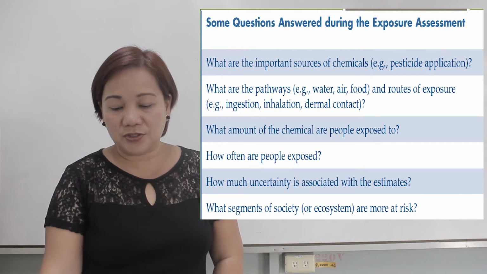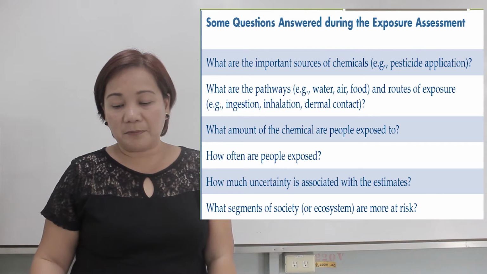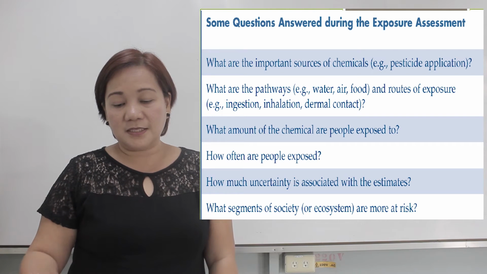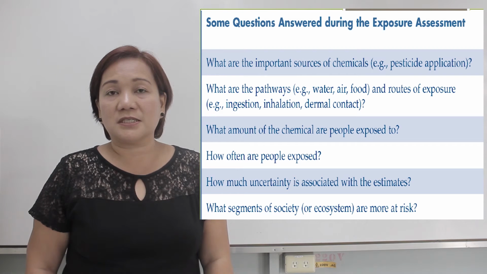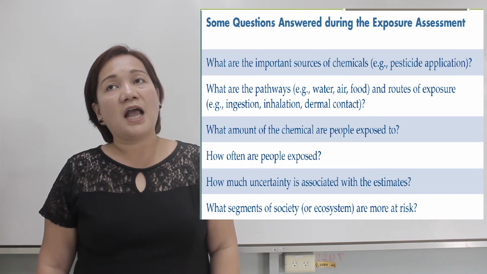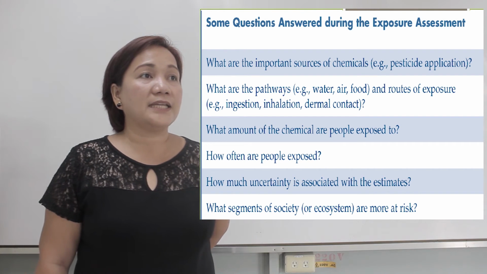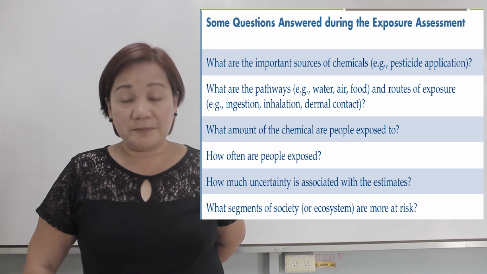There are some questions, though, that you can ask during exposure assessment. So number one is, what are the important sources of chemicals? If you would observe, the succeeding questions that I will be discussing with you are almost the same as the questions you might ask yourself in identifying the biogeochemical cycle of a substance.